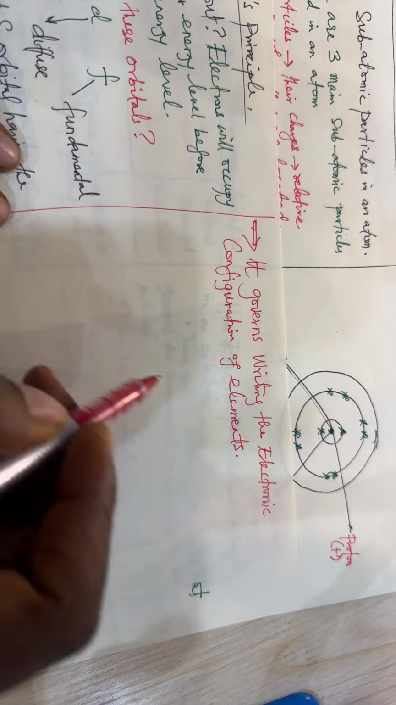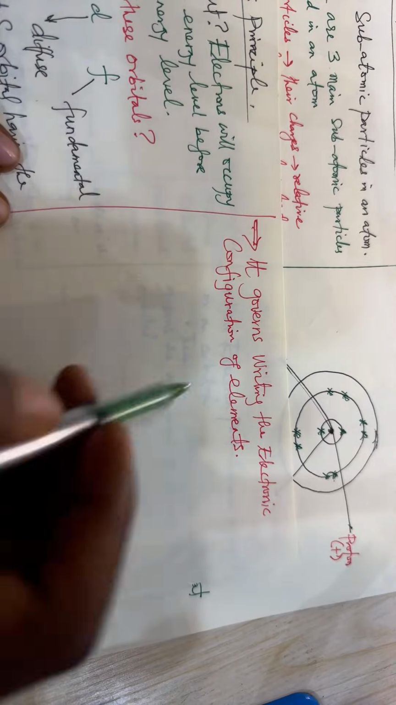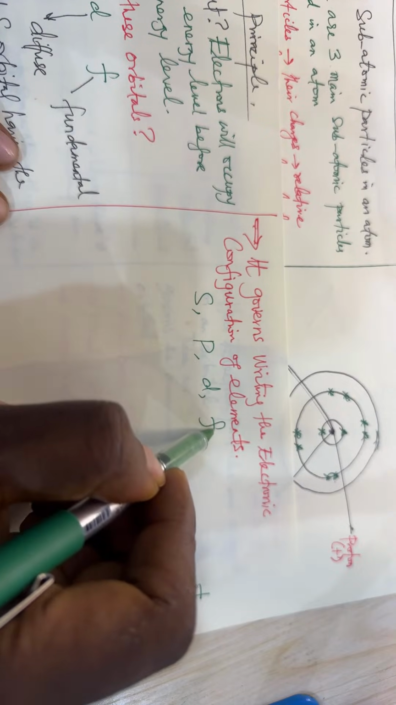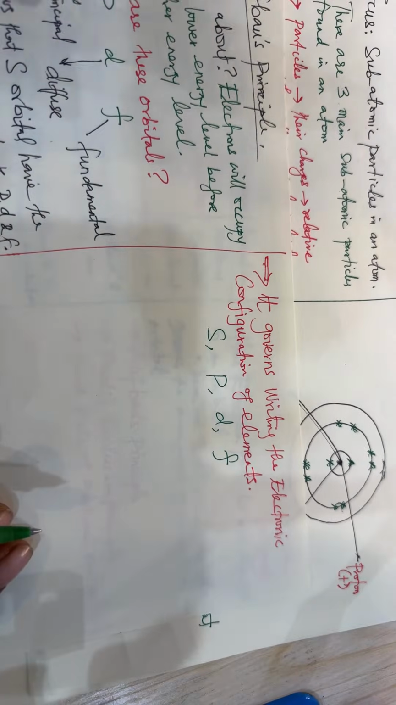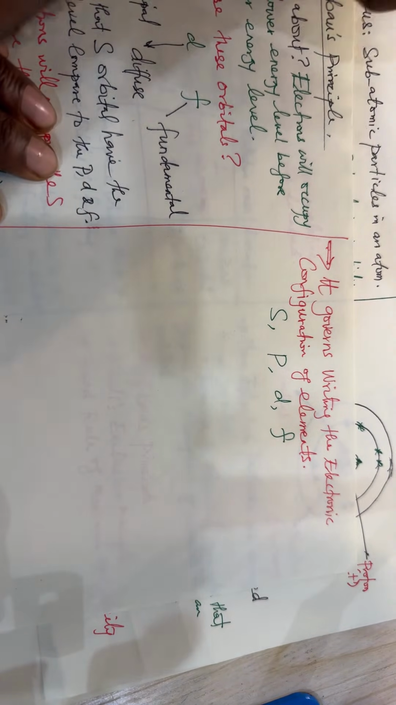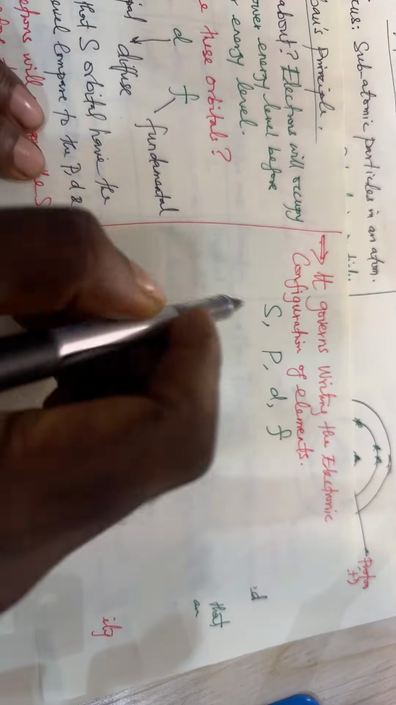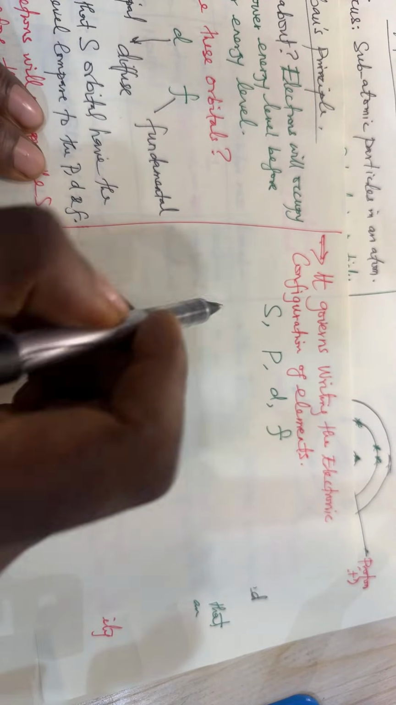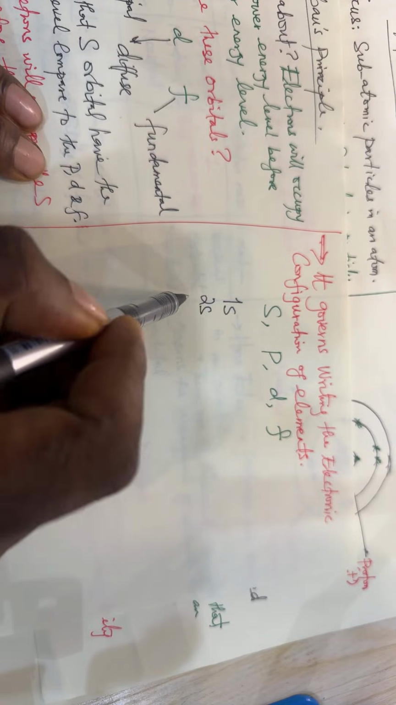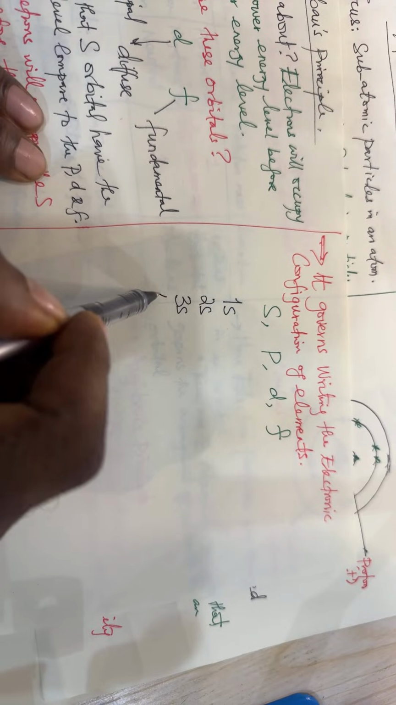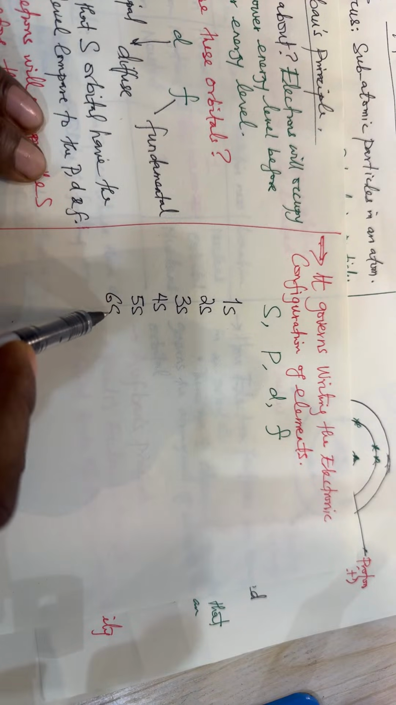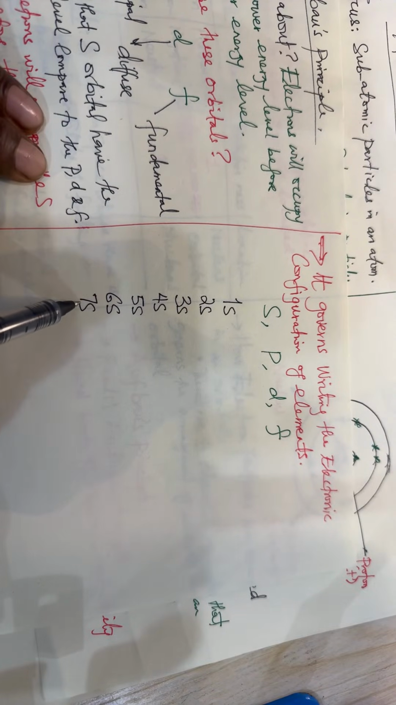Remember that we have the orbitals to be S, P, D, F. Now look at how you're going to build that. It's quite simple. Let me use the black ink. I'm going to have 1S. Of course, this is the first one, so I will start with 1S, 2S. Pay attention. 3S, 4S, 5S, 6S. I will stop at 7S.